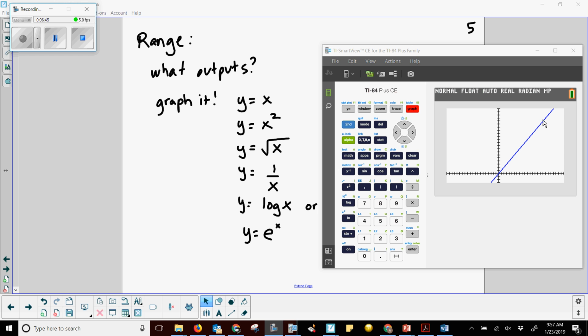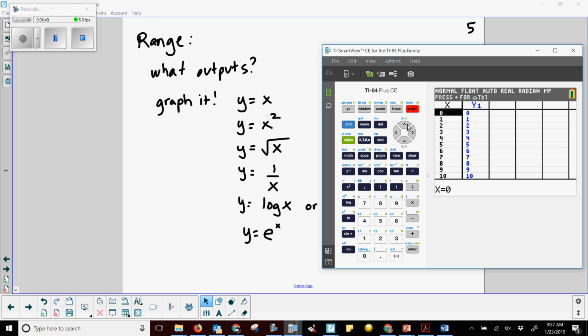Well, y equals x is our line right here, and if you go to the table, you can arrow up and down, and if you go far enough both directions, you'll actually be able to see that there's no limit on y, there's no limit on x, because they are equal. Anything I can plug in for x will spit out a y. So this actually gives us all real numbers.